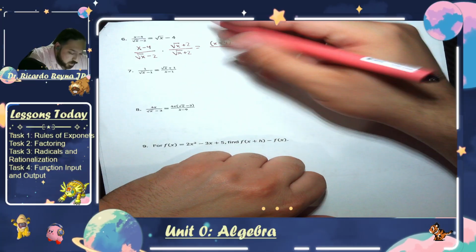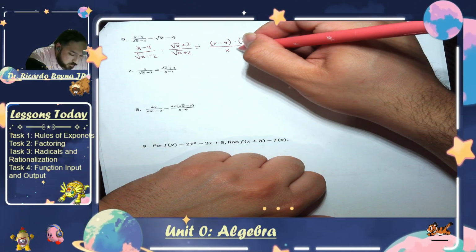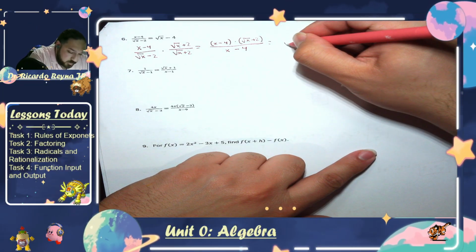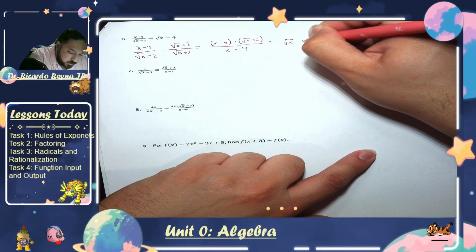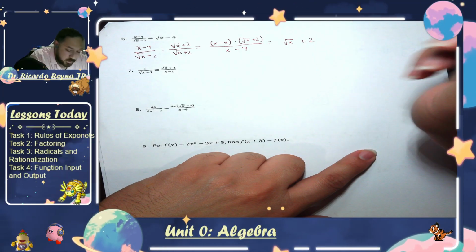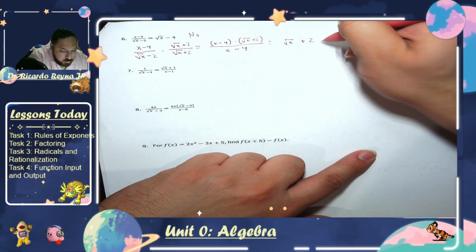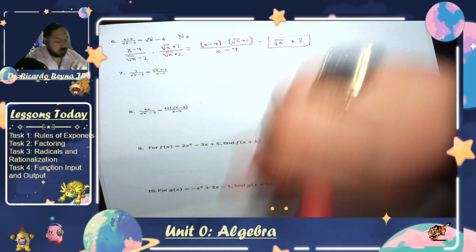Let's see, that became x, and this becomes minus 4. Oh, so it is factorable. We get square root of x plus 2. Okay, that did not match, so nope.